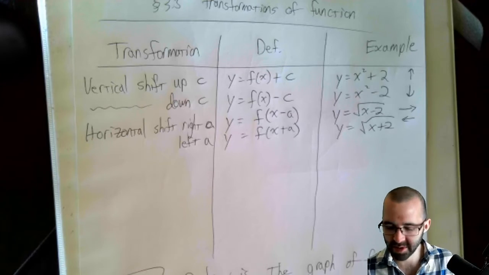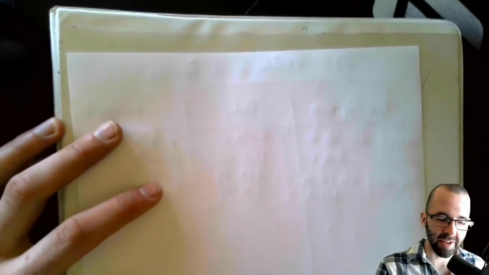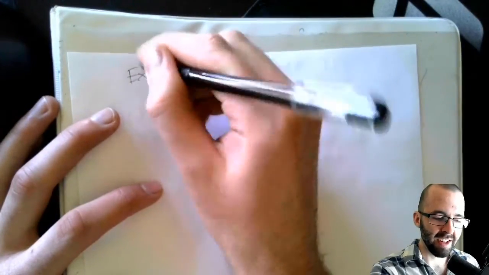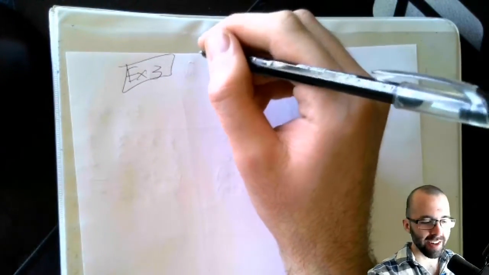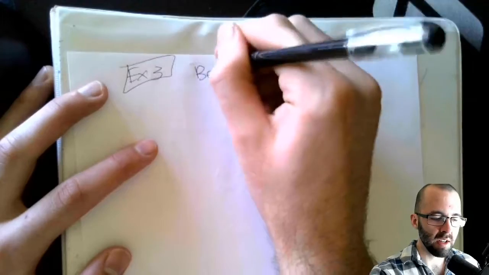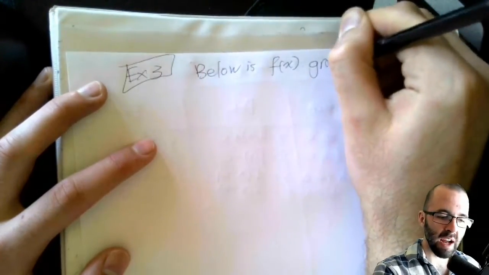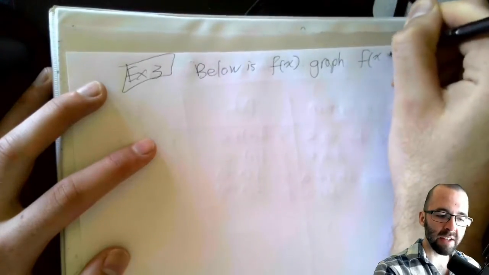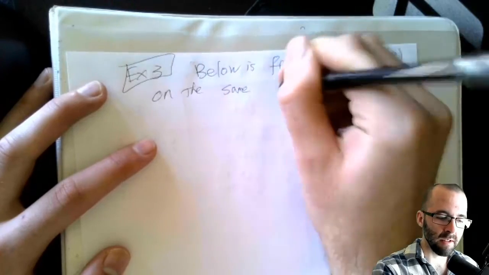So let's do some problems. Let's see this in action. We are on example 3. It may seem a little familiar. There's no deja vu going on here. Well, see if you get that tingly feeling in the back of your head. Below is f of x. Graph f of x plus 2 on the same axes.